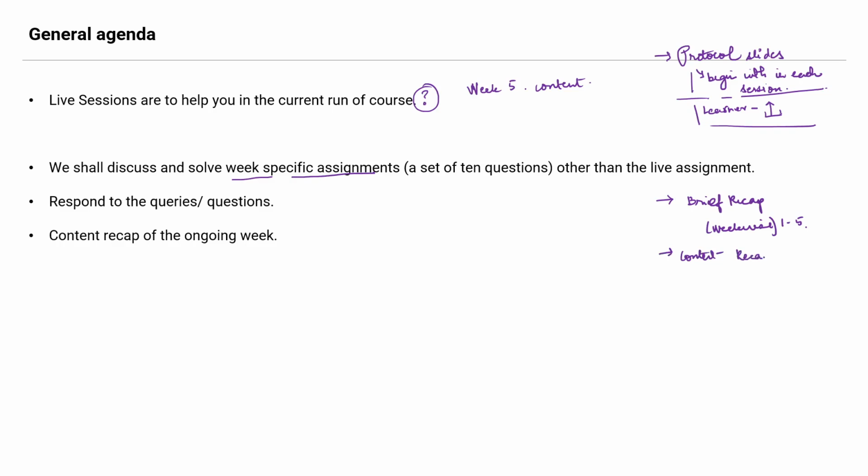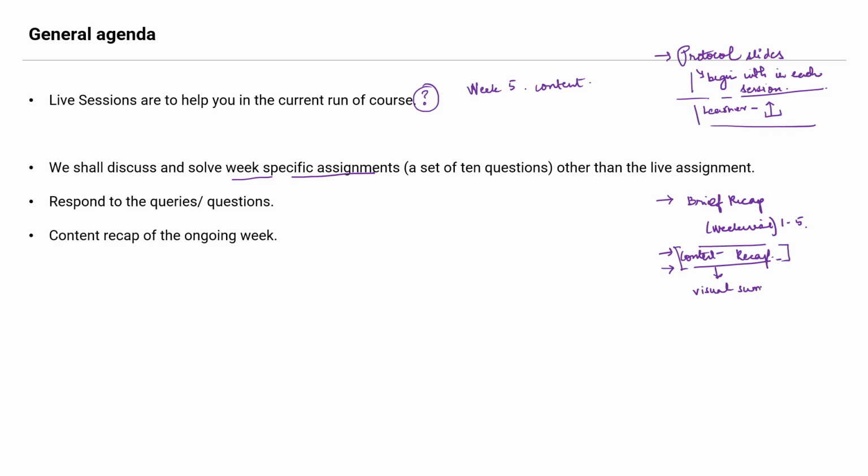Now, this again is based on my experience, because I've realized that many times the learners don't get sufficient time to go through the content. And when I pose the set of 10 questions, it becomes really hard for them to attempt the questions. So the moment we do a content recap, they are able to understand some bits of it, because this is more like a visual summary.